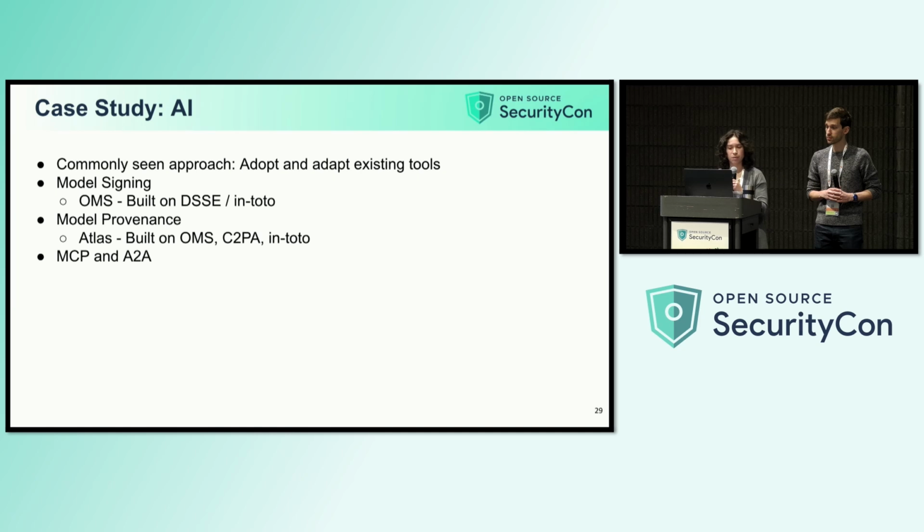And I want to make a quick note about AI as well. We're starting to see a common approach in this space as well around AI and model supply chain security, where they are adopting and adapting existing tools from the traditional software supply chain space for AI. Some examples that we've seen here are model signing, that is built on DSSE and in-toto. For model provenance, the Atlas framework that Hayden mentioned earlier builds on model signing itself, further in-toto features, and the C2PA specification, if you're familiar with that.